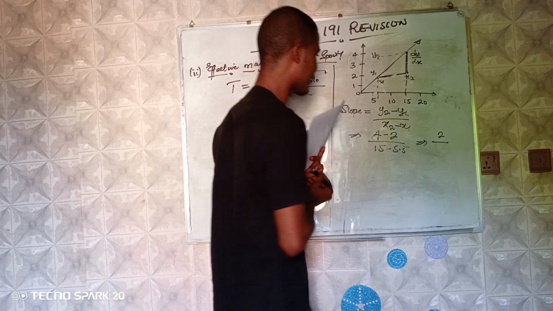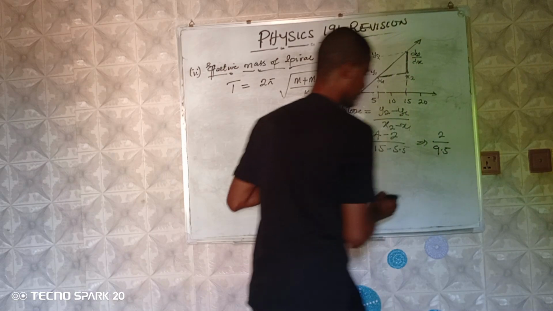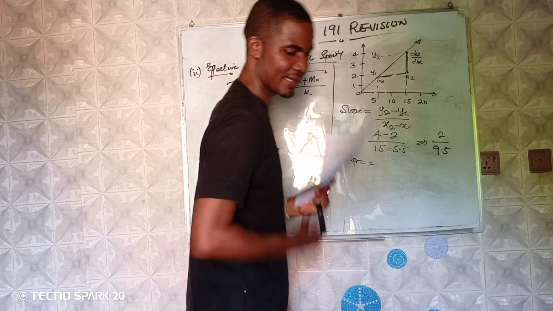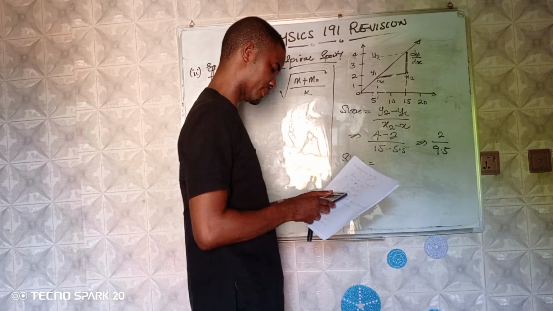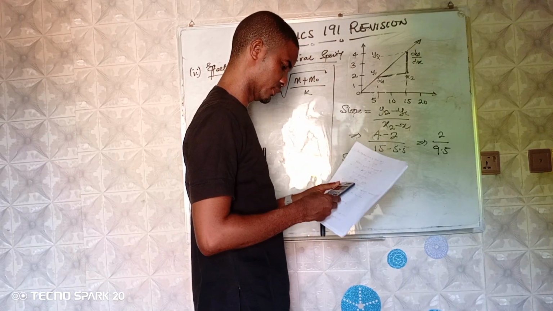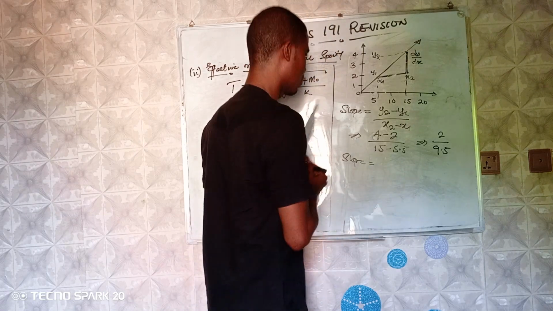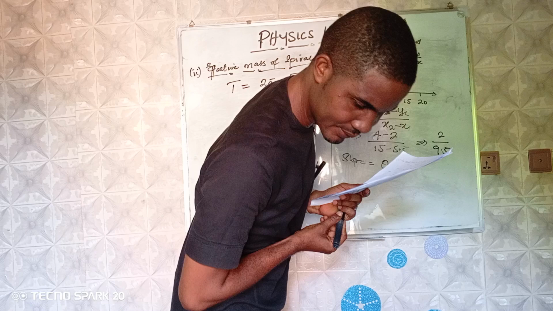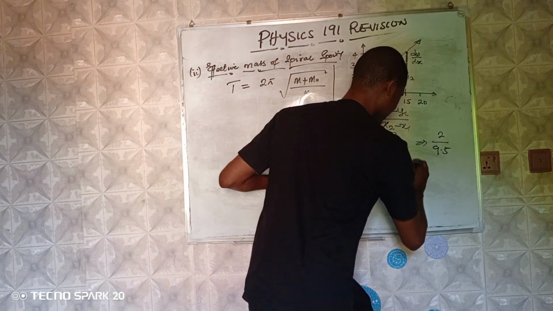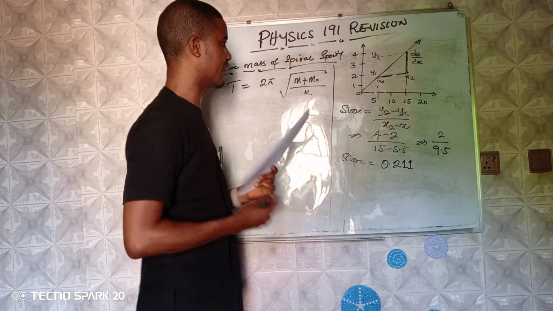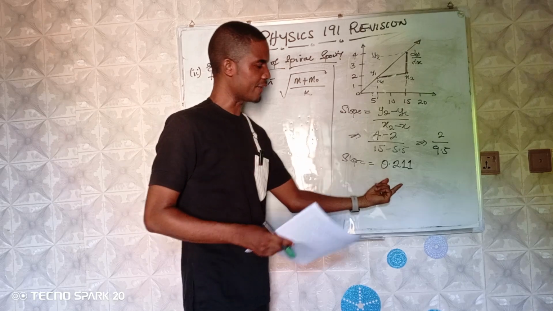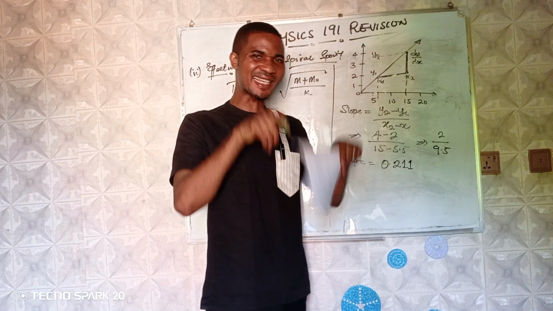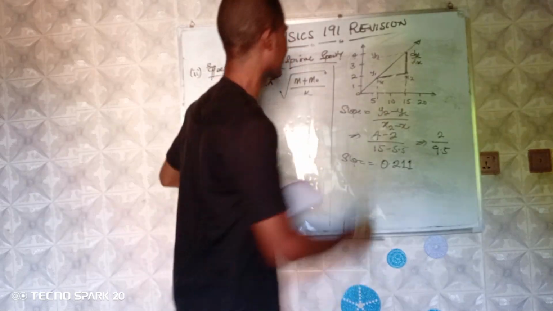That is 9.5. So that my slope becomes 2 divided by 9.5, which will give me 0.211. So this becomes my slope. If this is my graph, this becomes my slope. And if you watch, this slope is positive. Now, when we talk about a negative slope, what do we mean? Watch out now.